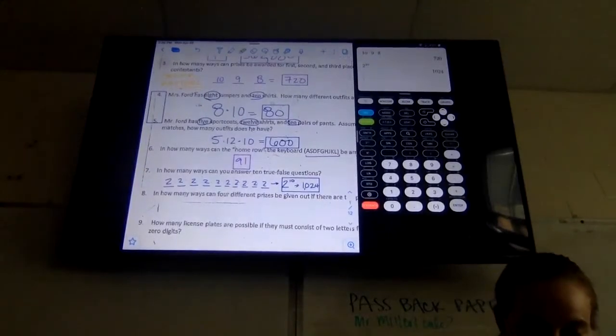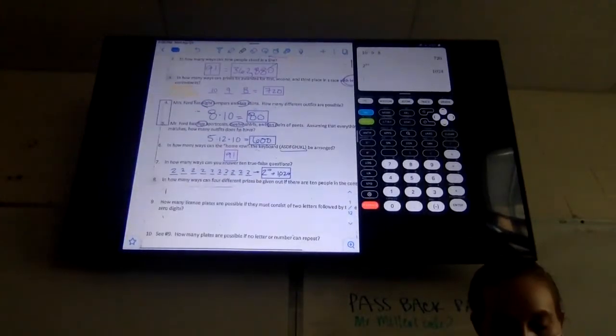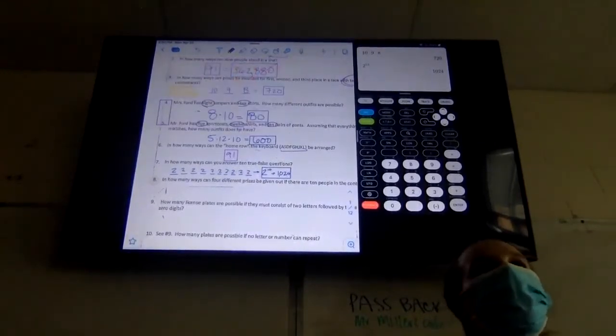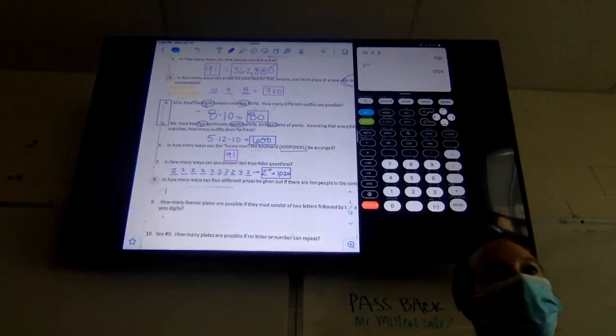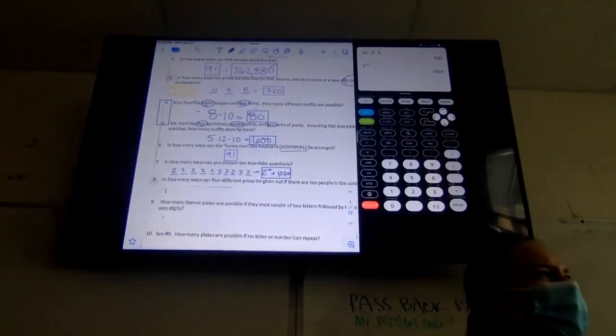This time it says, how many ways can 4 different prizes be given out if there are 10 people in the contest? Okay, it says 4 different prizes. Do you think it doesn't matter if you're called for the first prize or the second prize or the third prize or the fourth prize? They're different prizes. What's one prize you could get?